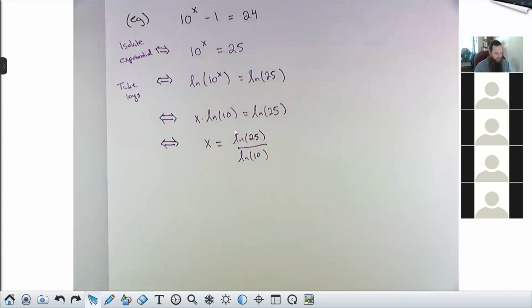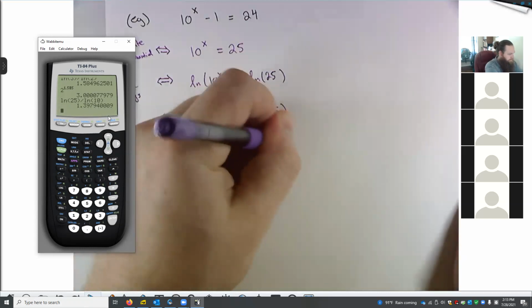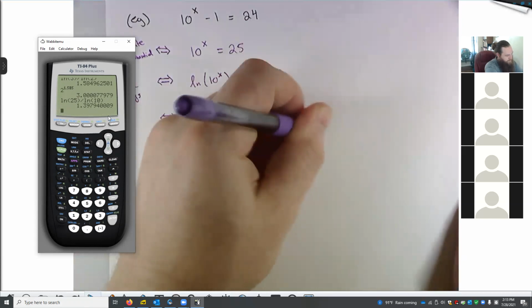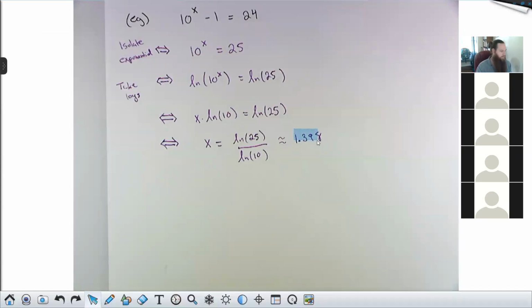And you're done. And if you want, you can approximate it. I don't have an emulator for the TI-30, so I apologize for the 84 here. This appears to be about 1.398. And we can check, if you raise 10 to the power of 1.398, you get something very, very close to 25. Again, this is an approximation.